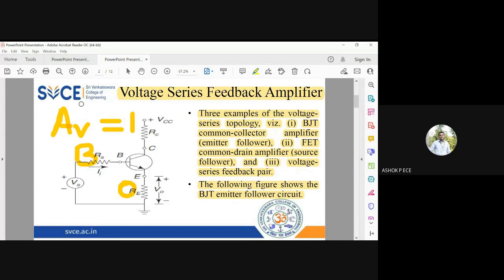Okay, so remember this property. The voltage gain will be approximately 1. Ideally it is 1, practically it will be less than 1, like 0.95. It will be like that. So first we will see the basic thing, the common collector configuration, which is called the emitter follower.